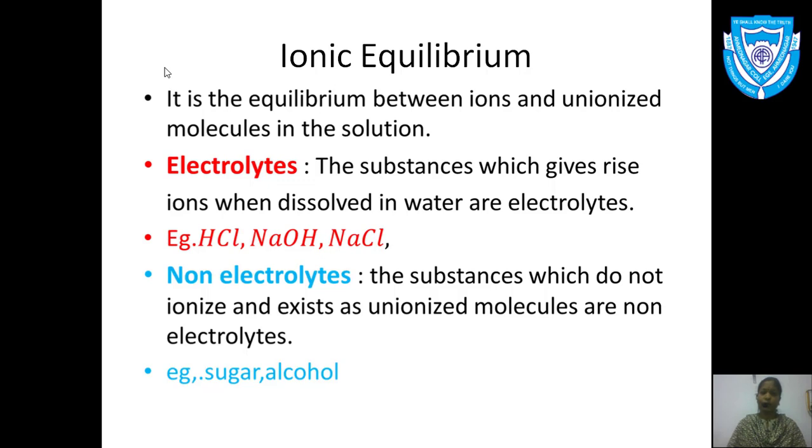Now these electrolytes are also capable of conducting current, but our topic of interest is only the ionization of electrolytes. The examples of electrolytes are HCl, NaOH, NaCl. Thus, ionic equilibrium is the equilibrium between the ions and the unionized molecules in an aqueous solution.